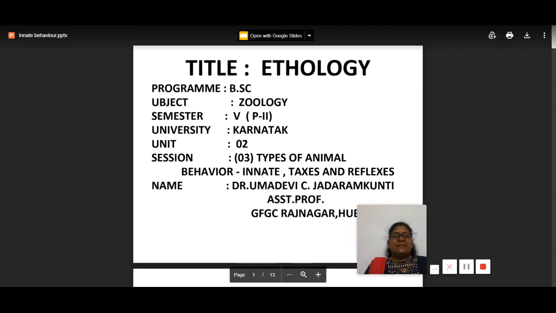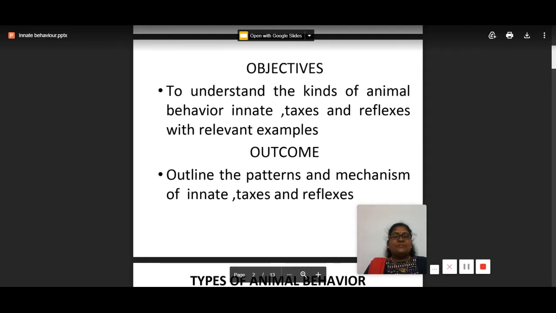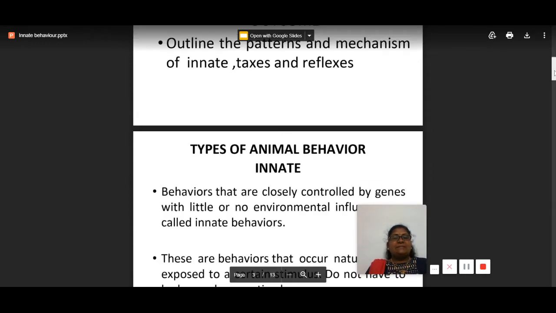I am here to explain the types of animal behavior. More than 6 types are there. In Session 3, I have to explain only 3 types: innate, taxes, and reflexes. The objectives: to understand the kinds of animal behavior, innate, taxes, and reflexes with relevant examples. The outcome of this chapter is to outline the patterns and mechanism of innate, taxes, and reflexes with suitable examples.